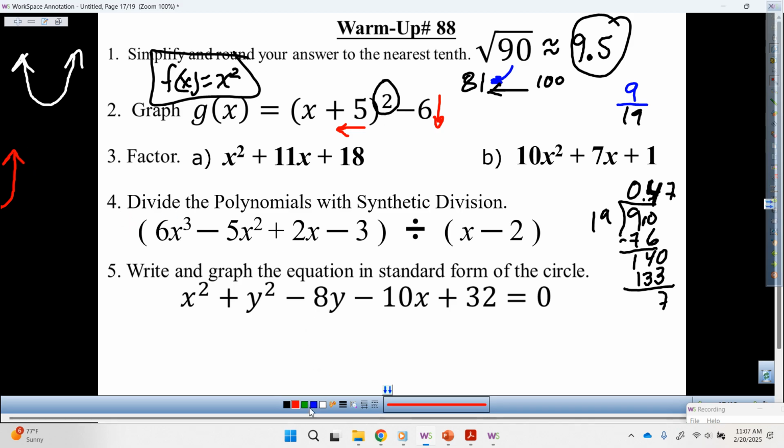All right, let's go to number 3. Factors of number 3. Share with your neighbor. What were your factors? All right. Factors of number 3. Enrique, pass on one. X plus 9, x plus 2. That is correct. Double check your work. I need factors for 10x squared plus 7x plus 1.